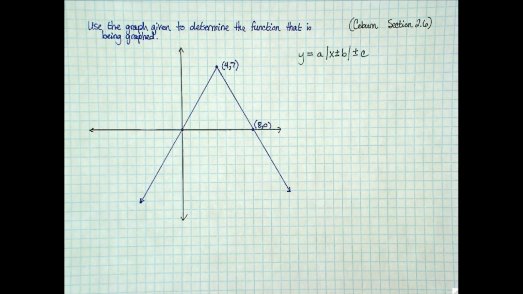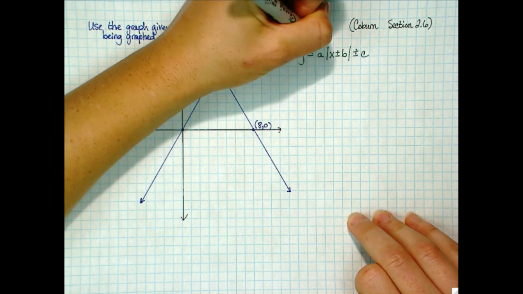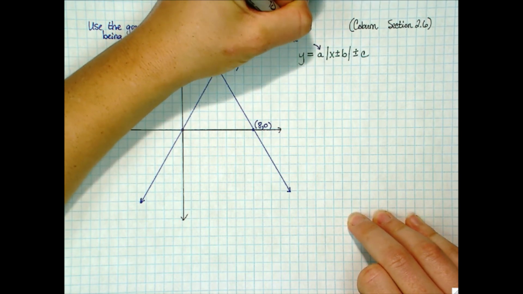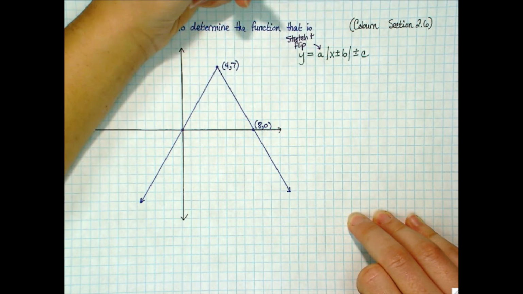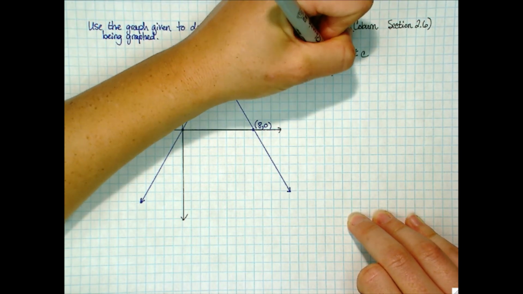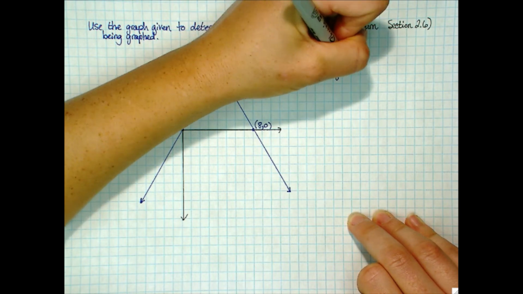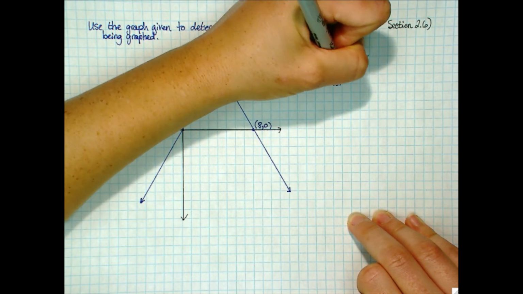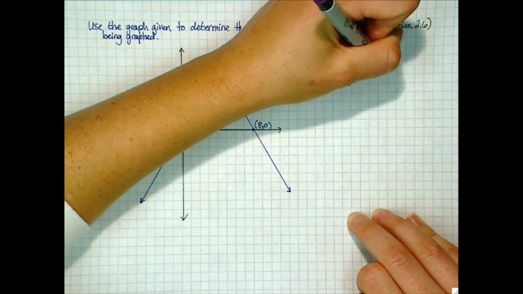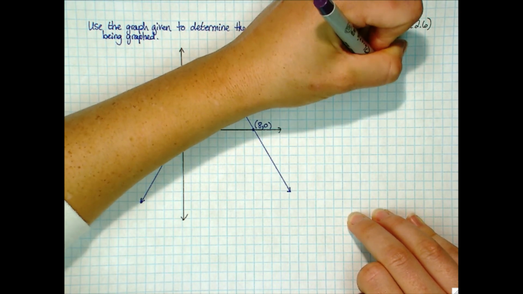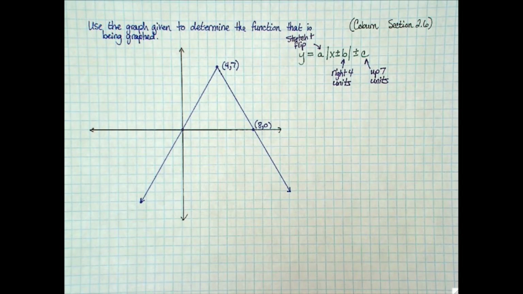And what's going on here is the stretch and the flip are going to go there. The fact that this little dude is translated right 4 units is going to go there. And the fact that he's translated up 7 units is going to go right there. That's how we're going to encode all of this information.